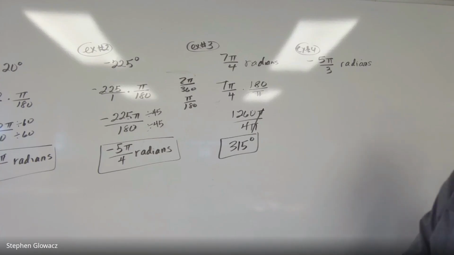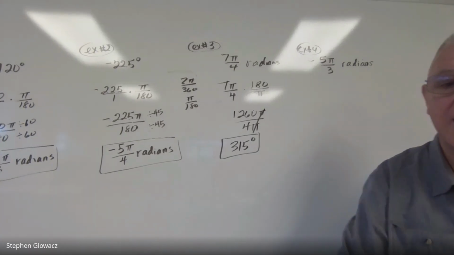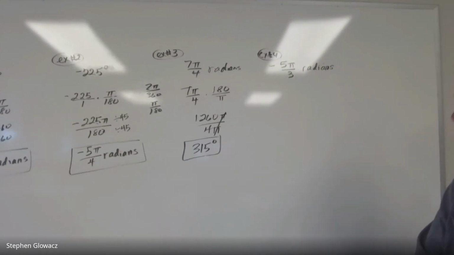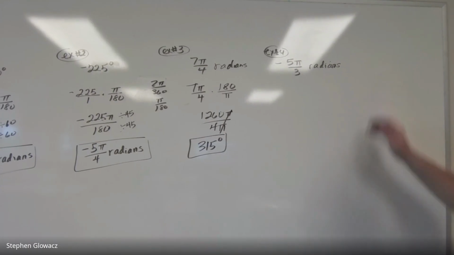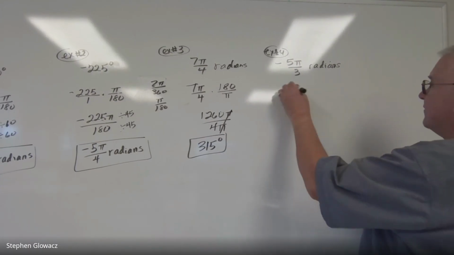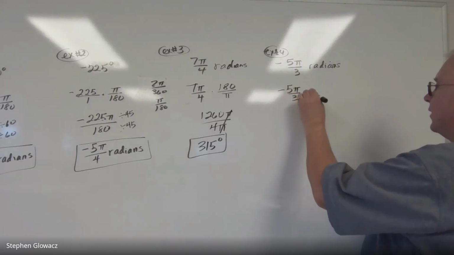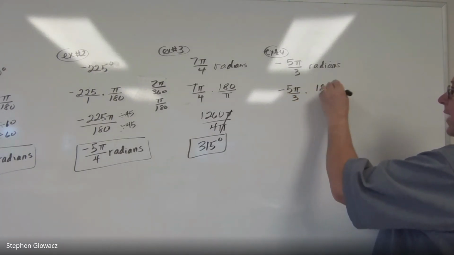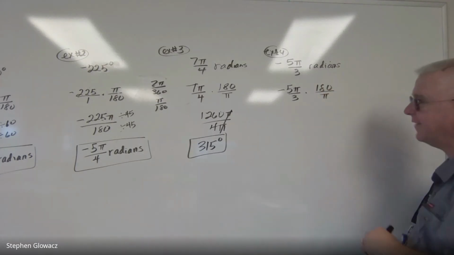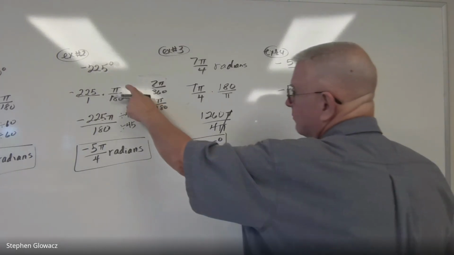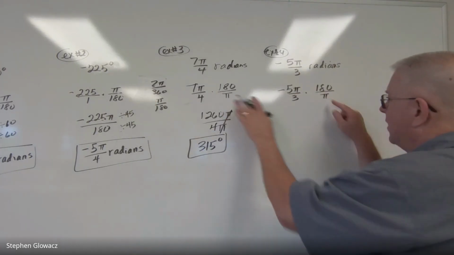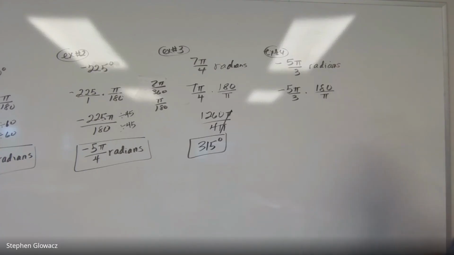All right, so one more example here. We're going to go one more time, converting from radians to degrees. And so we have negative 5 pi over 3. And remember, when it's radians to degrees, our conversion factor is 180 over pi. And remember, over here it was pi over 180. So 180 over pi, when we're going from radians to degrees.